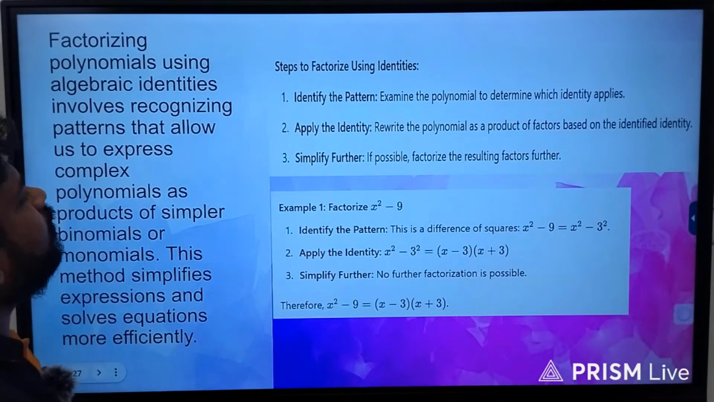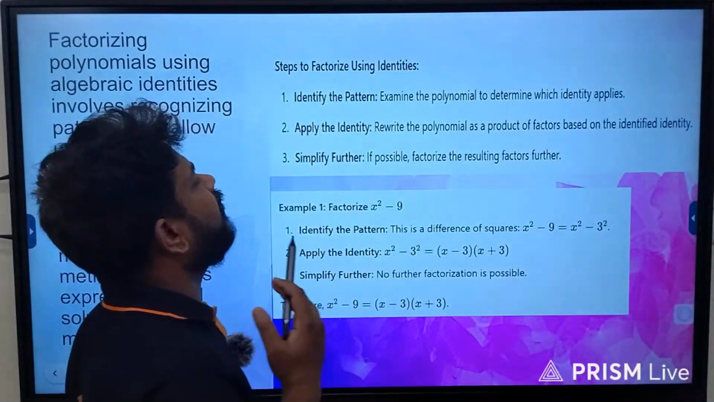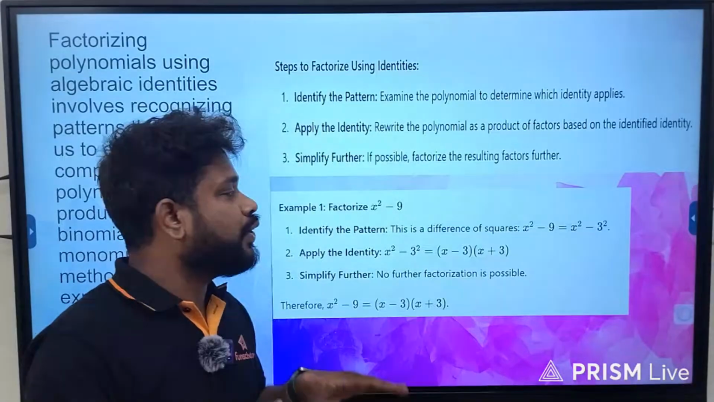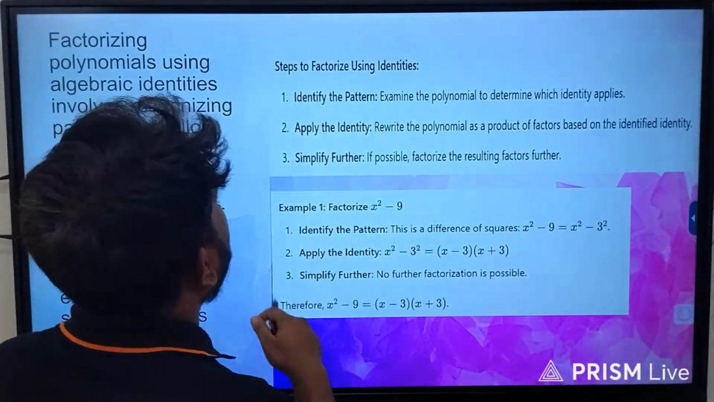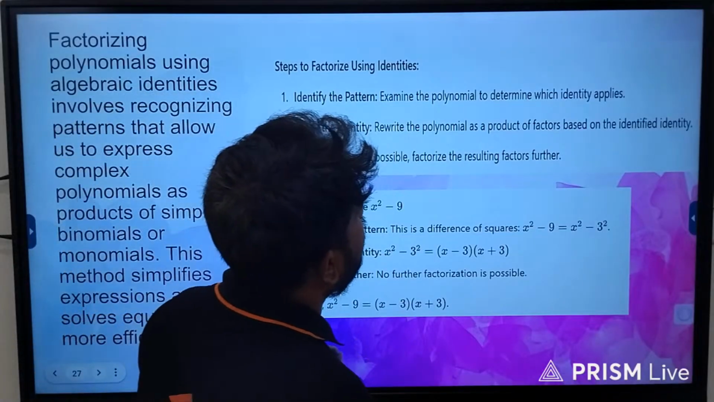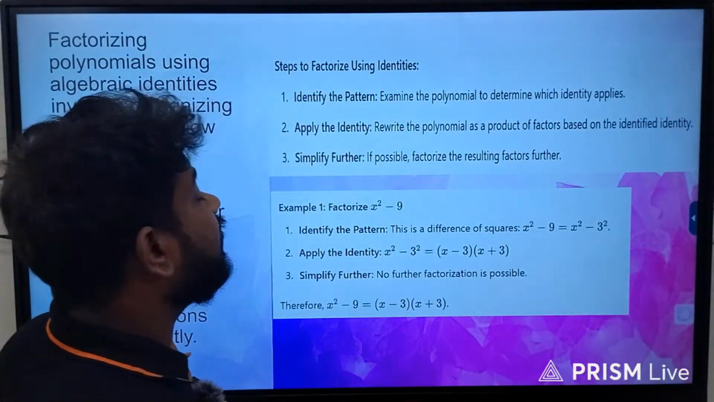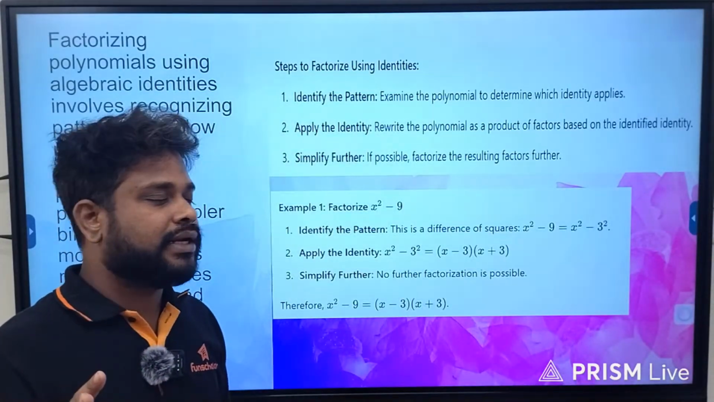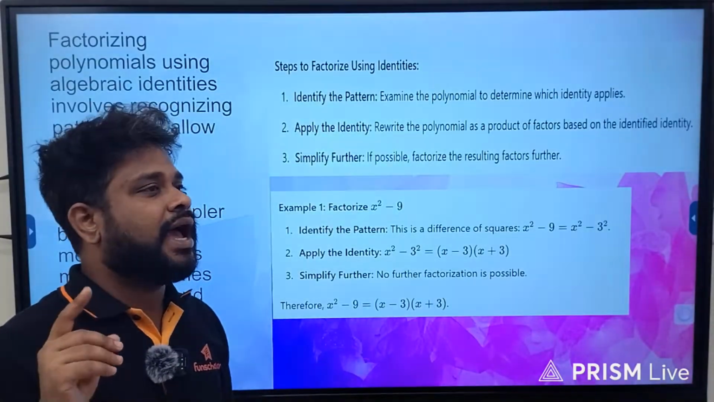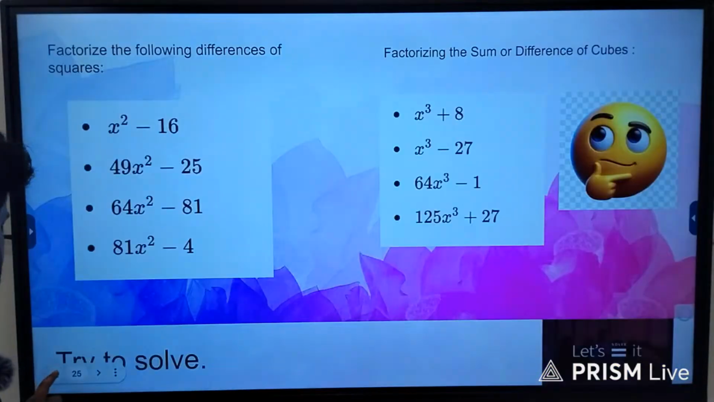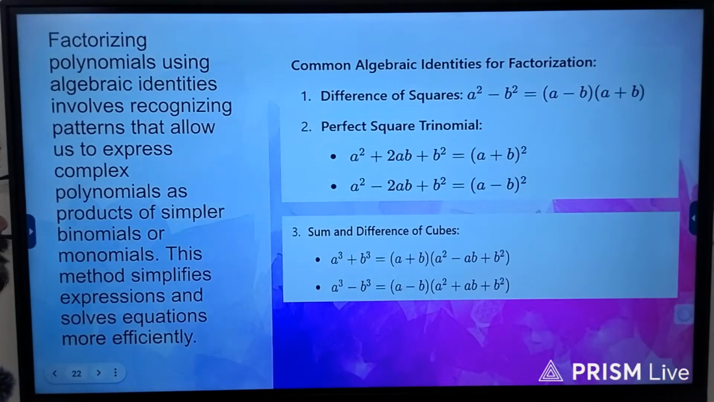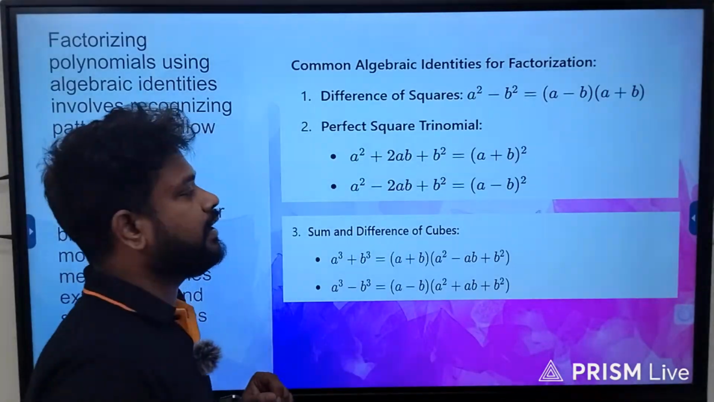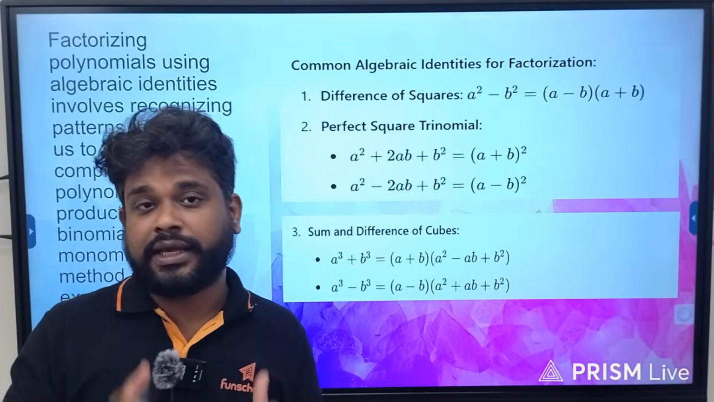Okay, so the steps to factorize using identities. First, identify the pattern. Yes, you have to be careful to identify the patterns or the formulas to solve all of this. Examine the polynomial to determine which identity applies. Okay, and there will be 5 identities: the 2 cube identities, 2 square identities, and 1 difference of square identity. So these 5 formulas or identities you have to memorize very carefully.